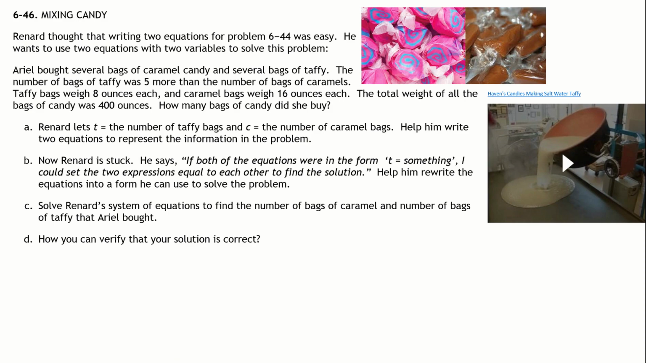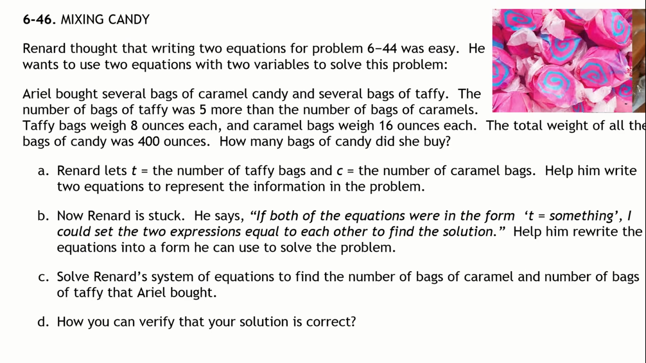All right, pretty much the final problem we're going to look at together is 46, and it's called mixing candy. Renard thought that writing 2 equations for problem 44 was easy. He wants to use 2 equations with 2 variables to solve this problem. Ariel bought several bags of caramel candy and several bags of taffy. The number of bags of taffy was 5 more than the number of bags of caramels.